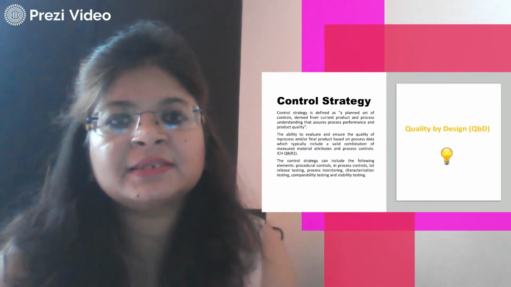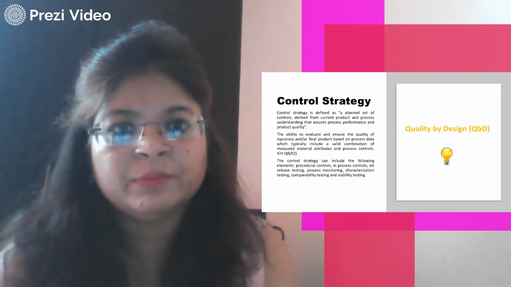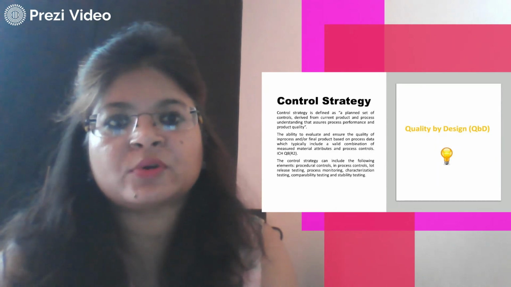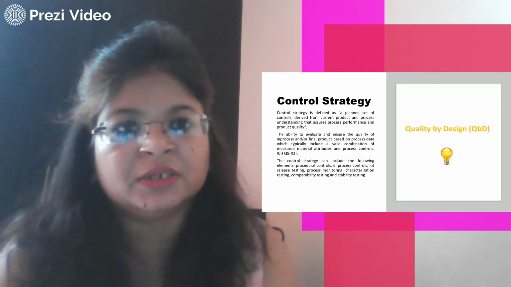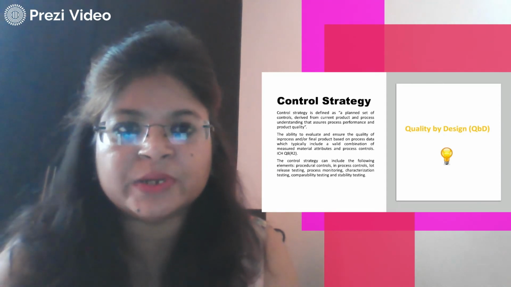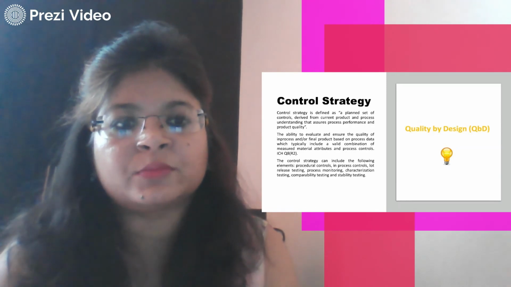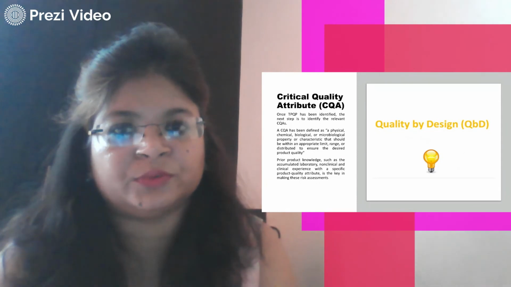So when you know the target profile identification, the second is the control strategy, because a planned set of controls is derived from the current product and process understanding that ensures that the product will behave and improve further. So this is the ability to evaluate and ensure the quality of the in-process and final product based on process data. Next, the third stage comes the critical quality attributes.